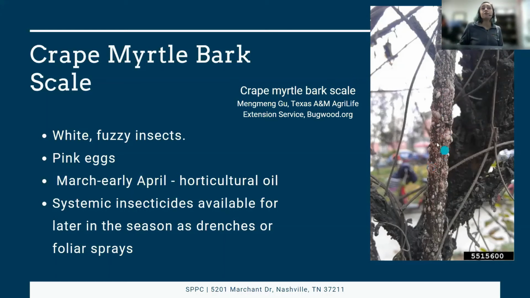These are very white, fuzzy insects, and we can know that they're crepe myrtle bark scales because they're very pink when we flip them over, and they lay these beautiful pink eggs. Starting in early March is when we want to treat for these, and there are some more systemic insecticides available for these as well.